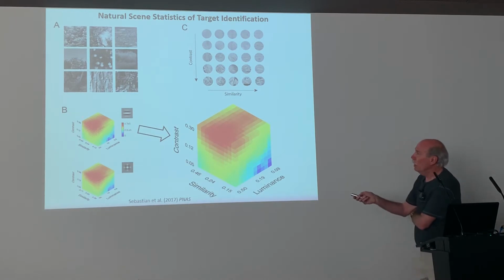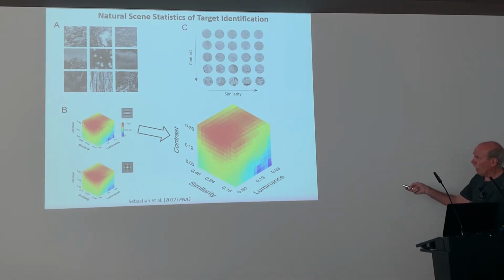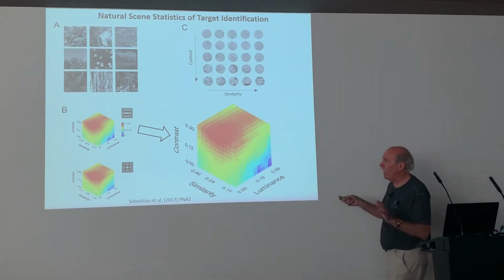And in particular, this is just a histogram where we've done this binning. This is luminance along this axis, contrast on this axis, similarity on this axis. There's nothing to this, just a histogram. The color is only telling you how many patches are in there, so it's not interesting at that level.